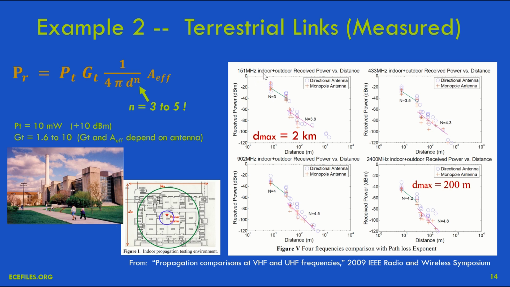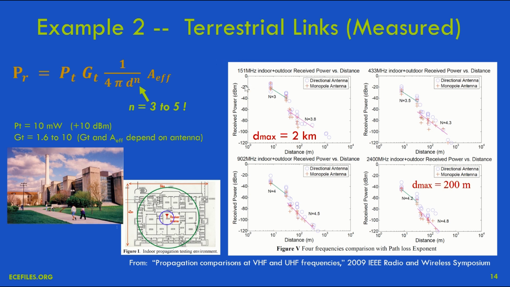This is at 151 megahertz, which is an unlicensed band. And the received power varied from about minus 20 dBm to less than minus 100 as we got out to about 2 kilometers away from this receiver. So for that, we had to leave the building and go out here in the parking lot and beyond.